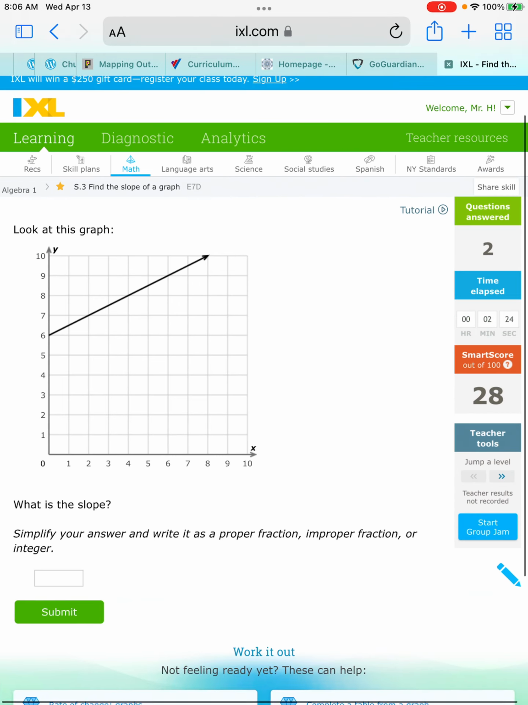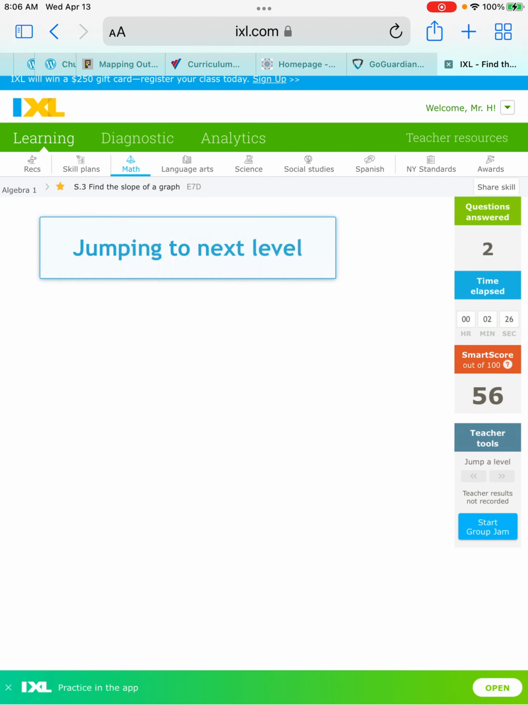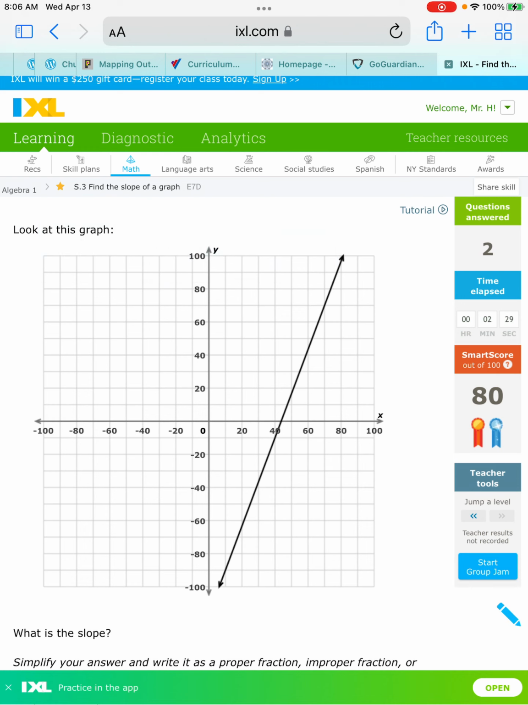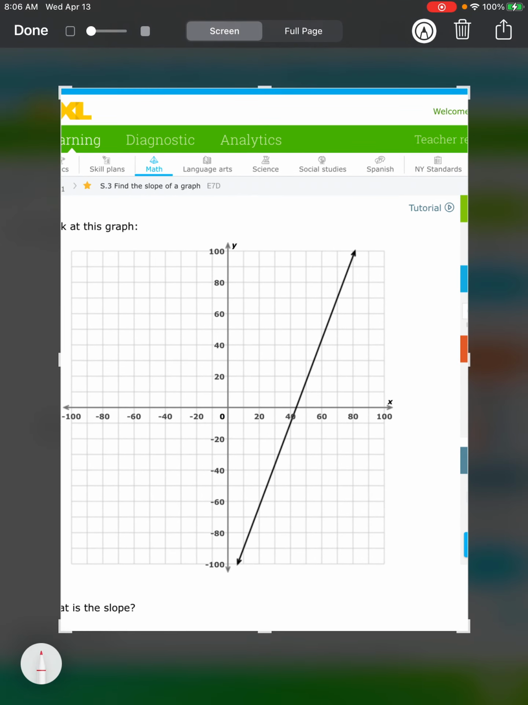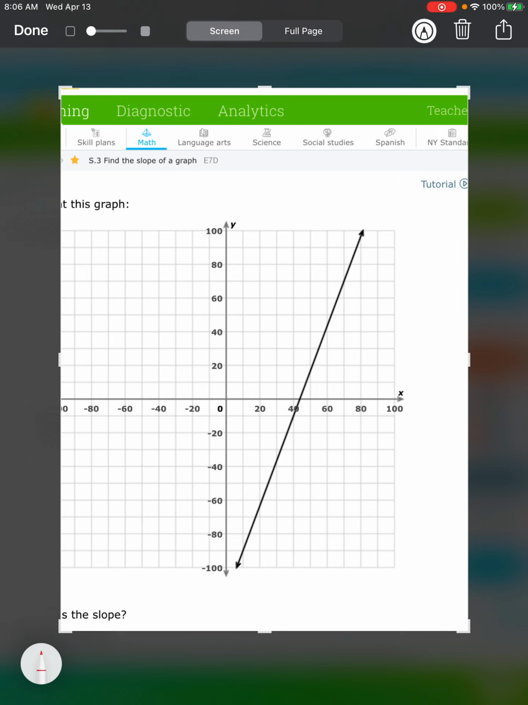Now I'm going to jump to some of the more complicated ones. So let me jump to a new level. It doesn't matter how big the numbers are. You're still using the same process. So these numbers are larger, but again, the key is to find 2 points on the line where they go through the corner of a graph.